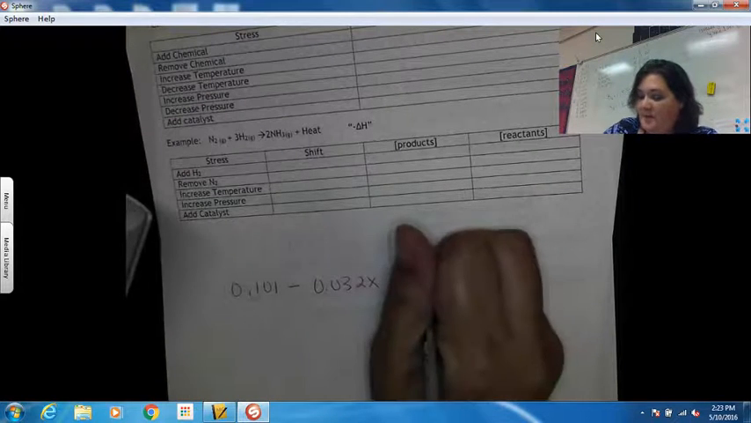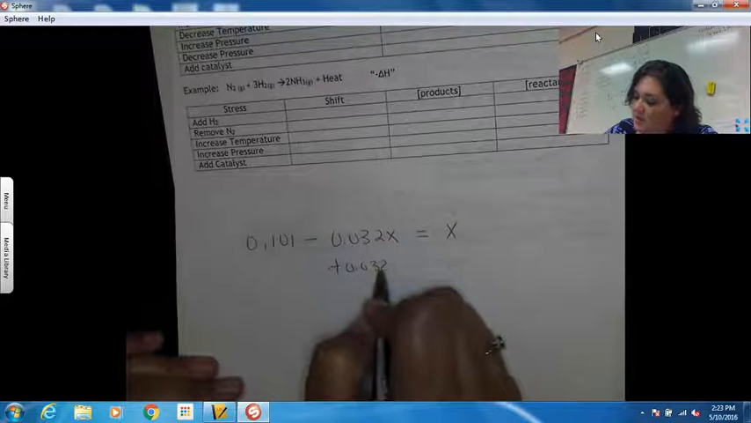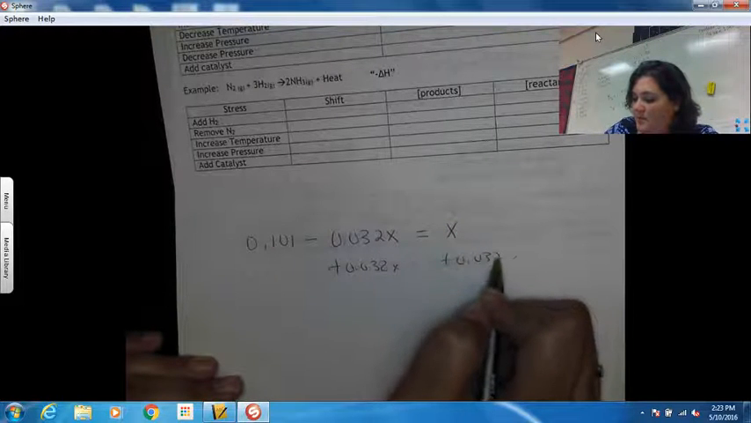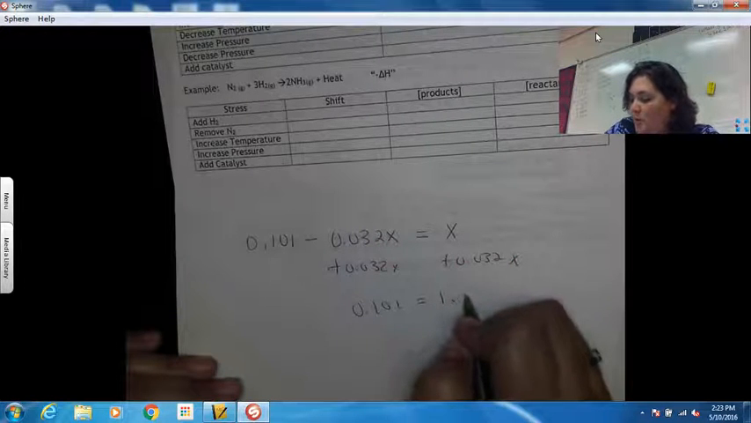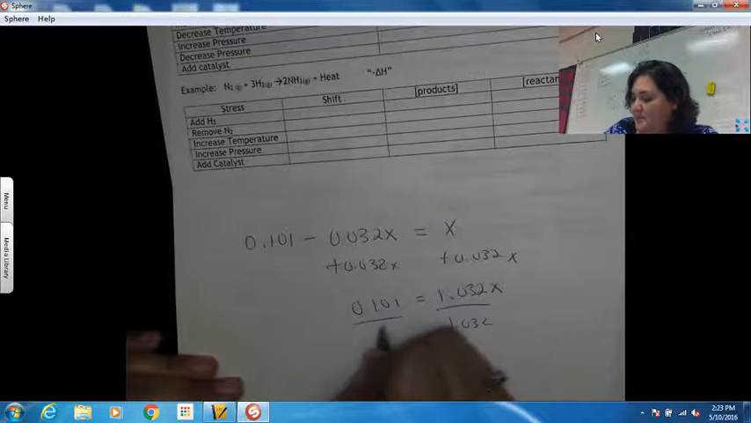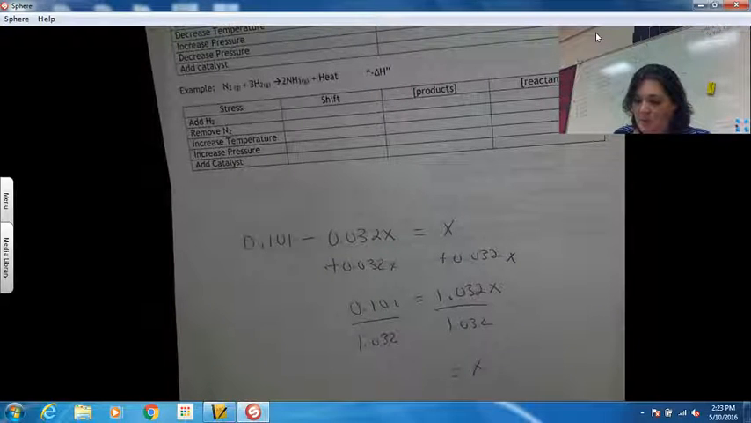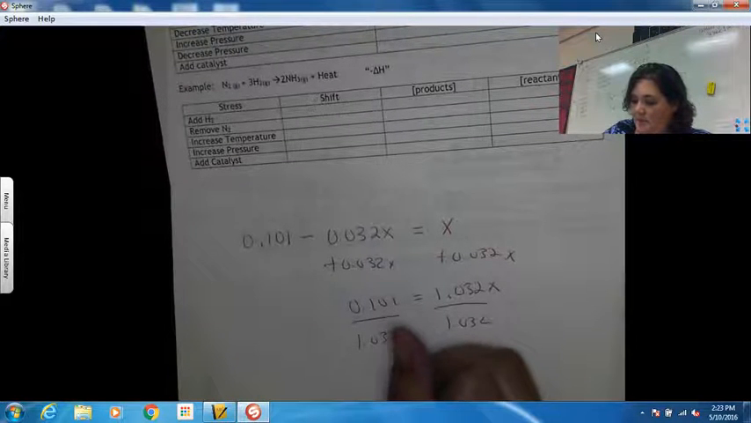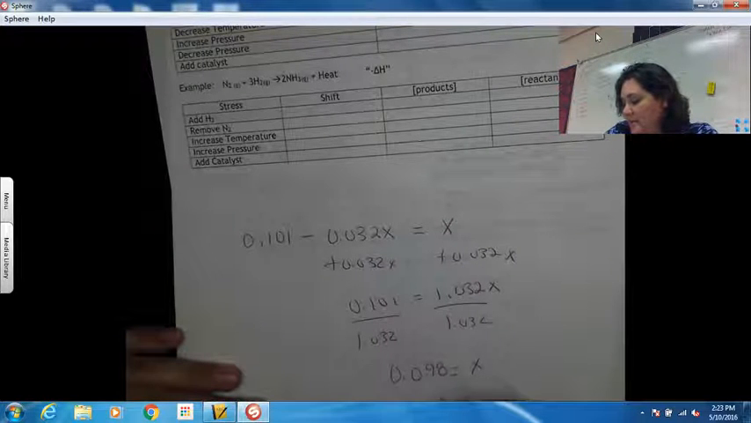Yeah, that'll be equal to x, right? And so then we want to combine our like terms, right? 0.032x and 0.101 equals 1.032x. Divide. And then we get that x is equal to 0.098. And again, that's a molarity.